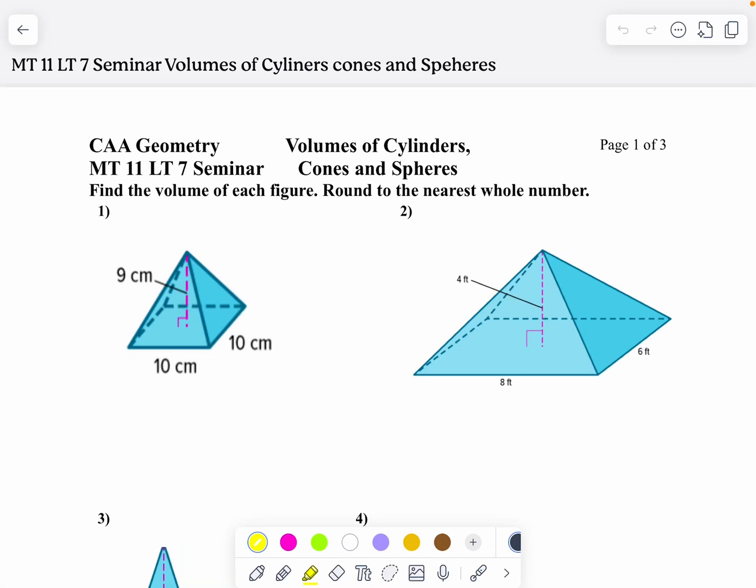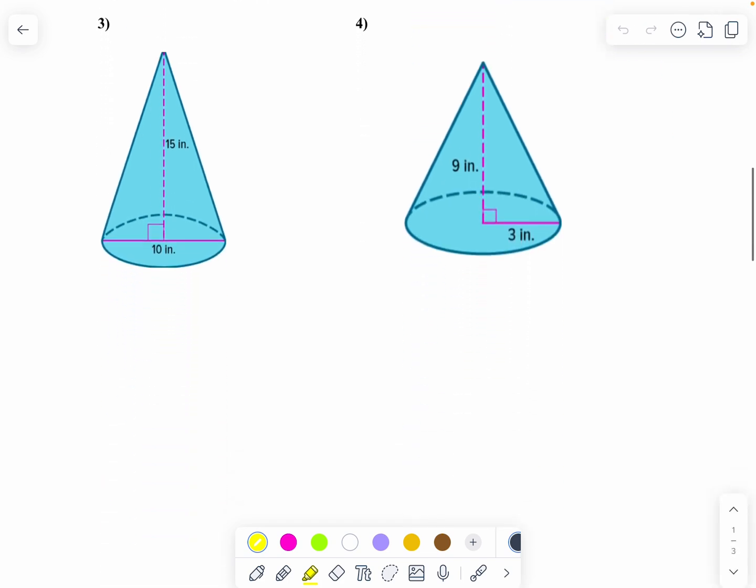Let's take a look at your MT11 LT7 seminar on the volumes of cylinders, cones, and spheres. The first thing I want you to do is do the first 5 questions and then come back and check.